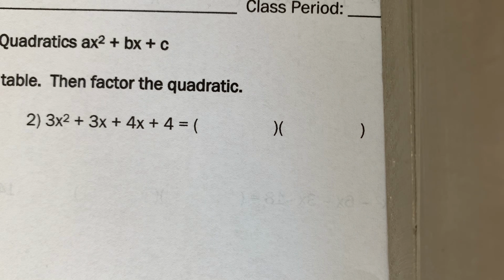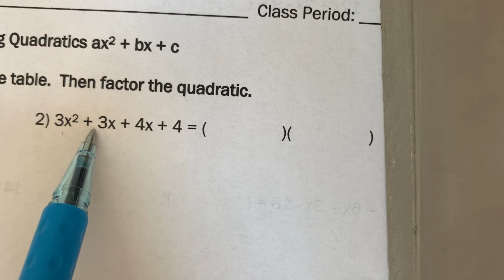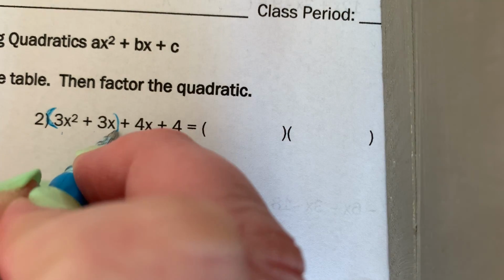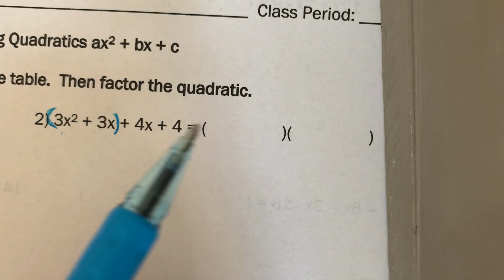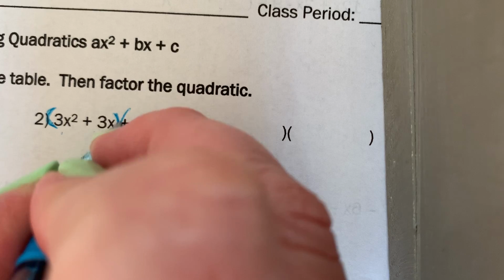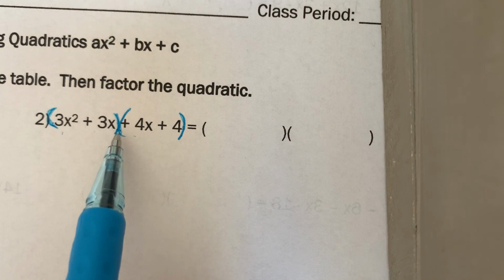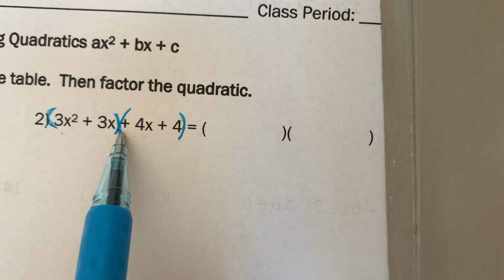So the first thing that you want to do is you want to group the first and second term together. So in this case, the first term is 3x squared. The second term is 3x. So when I group them together, I'm just going to put parentheses around them. Then you're going to group the third and the fourth term together. So in this case, the third term is 4x. The fourth term is 4. So we're going to group those together with parentheses. Notice that you include the sign that's in front of this third term. So in this case, it's a positive.